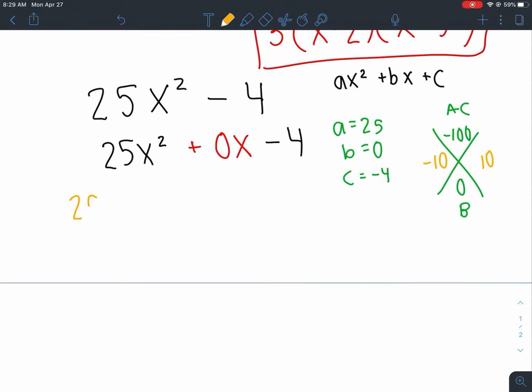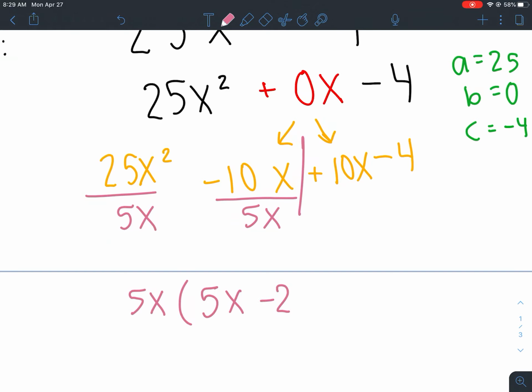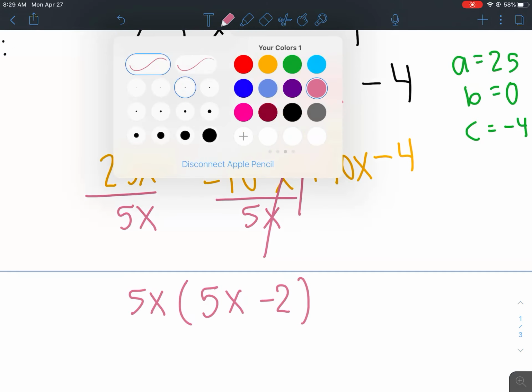So the first term stays the same, and the last term stays the same, but this is going to split. And you have negative 10x and plus 10x. And then you factor by grouping. GCF of the first 2 terms here is going to be 5x. That 5 is the largest number I can take out of both. 25 divided by 5 is 5, and I have an x left over. Negative 10 divided by 5 is negative 2. Make sure we're dividing here, and these x's cancel.